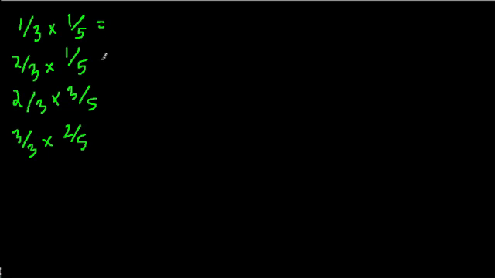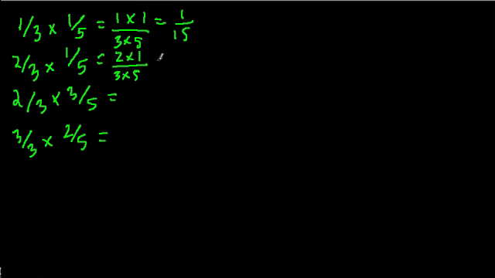So the first thing we're going to do in this video is use a standard algorithm to figure out the product of each expression. So that means we're going to multiply the numerators, the top numbers, over the denominators in each case. So this will be 1 over 15. The next one we have 2 times 1 in the numerator and 3 times 5 in the denominator. That gives us 2 out of 15. And that makes sense because we're just going from 1/3 to 2/3, so this should be a little bit larger.